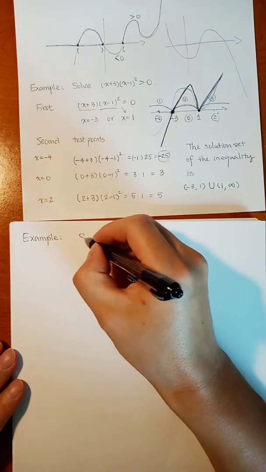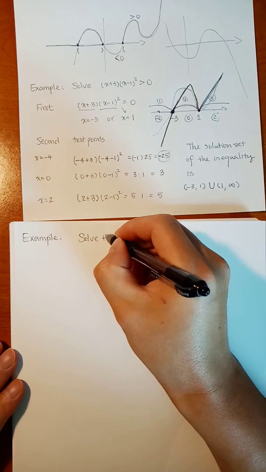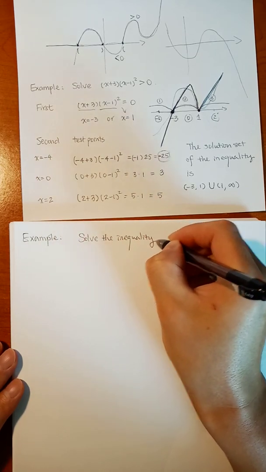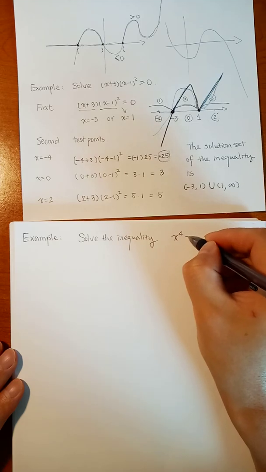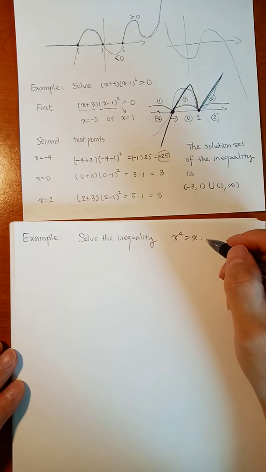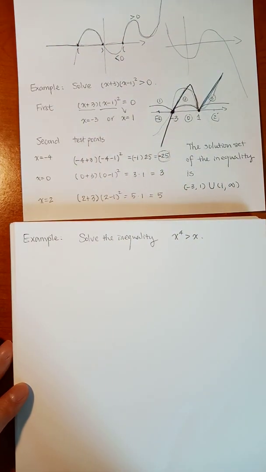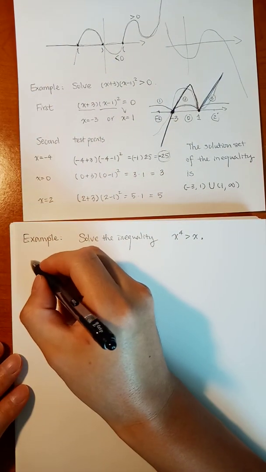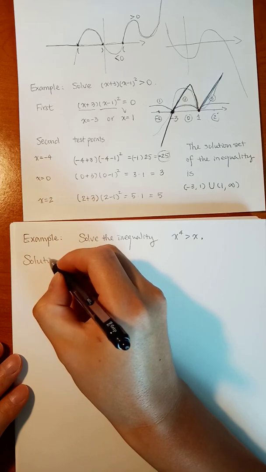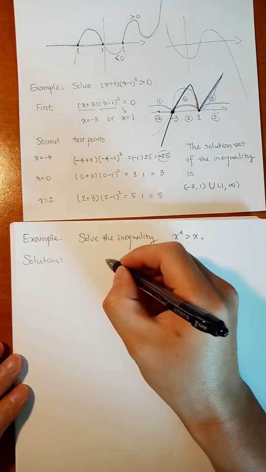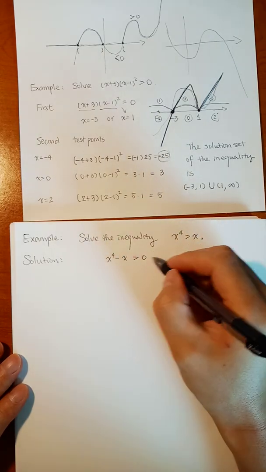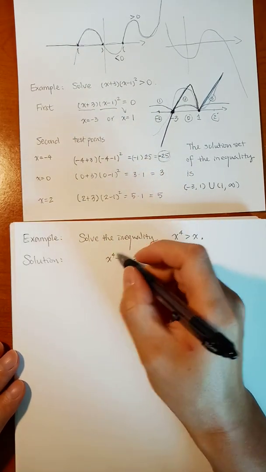assume we have to solve the inequality x^4 greater than x. Well, how do we do that? We first move x to the right side as x^4 minus x greater than 0. And then we need to factor it.